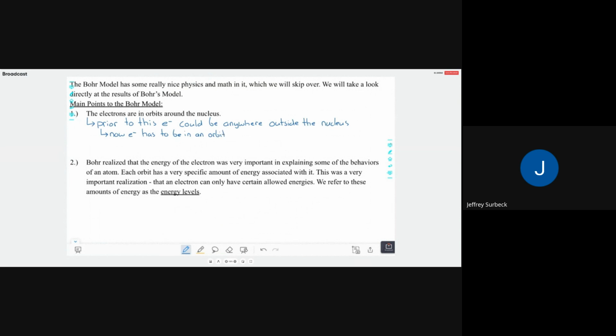Okay. Next thing, Bohr realized that the energy of the electron was very important in explaining some of the behaviors of an atom. Each orbit has a very specific amount of energy associated with it. This was a very important realization, that an electron can only have certain allowed energy, and we refer to these amounts of energy as the energy levels. Again, prior to this, the electron could be anywhere outside the nucleus, which means the electron could have any amount of energy. Okay, so let me write that down.